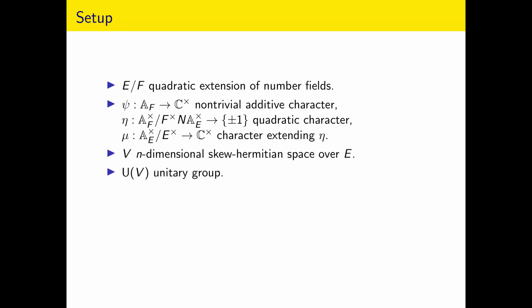And U(V), that's going to be the unitary group. You might be wondering why we need skew-Hermitian spaces instead of Hermitian spaces. It's a bit more canonical using skew-Hermitian spaces.